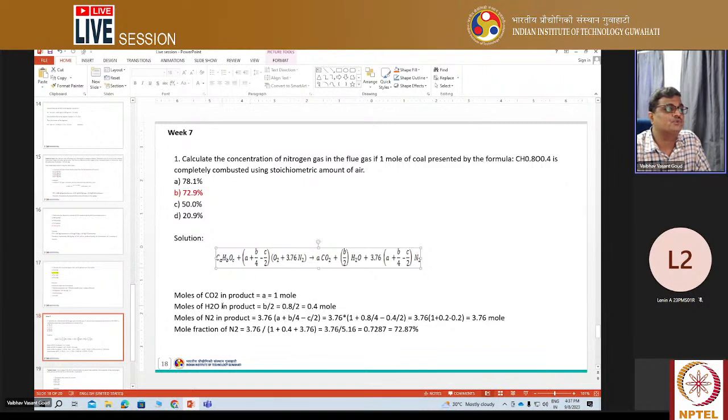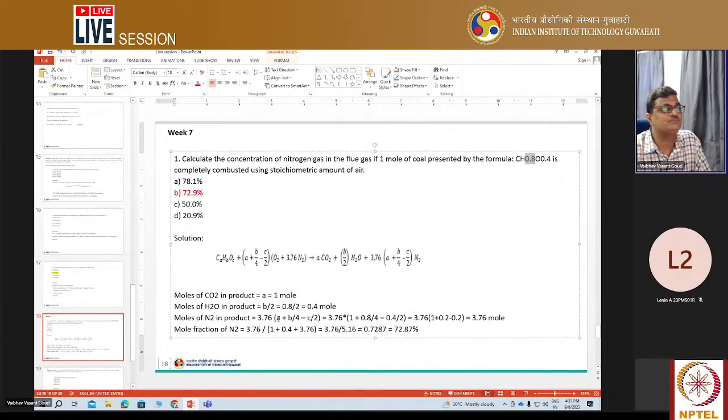Moles of H2O in the product is b by 2, that is 0.8 by 2, that is 0.4, and moles of nitrogen in the product is equal to 3.76 into (a plus b by 4 minus c by 2). Once you substitute these values, we get c as 0.4.